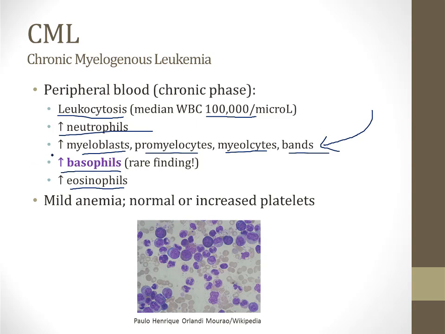Also notice that I've bolded the increase in basophils. It's very rare to see an increase in basophils. If you see a board question where a patient has an increased number of basophils, one of the things you should think about is CML. The other cell lines are minimally affected. There may be a mild anemia, there can be normal or increased platelets, but the predominant finding is an increase in cells of the granulocyte lineage, including all of the precursor forms of neutrophils.